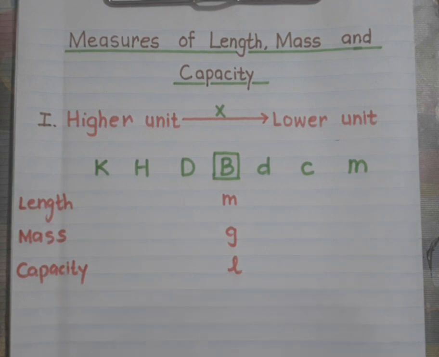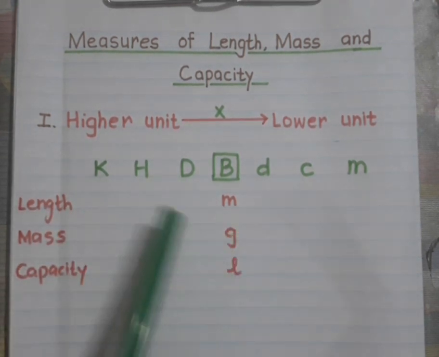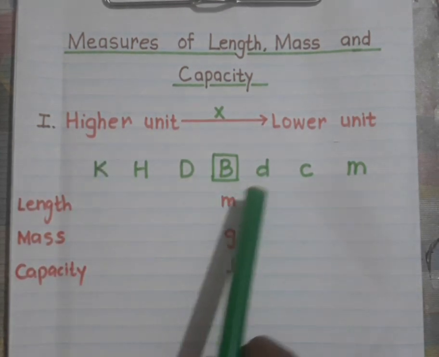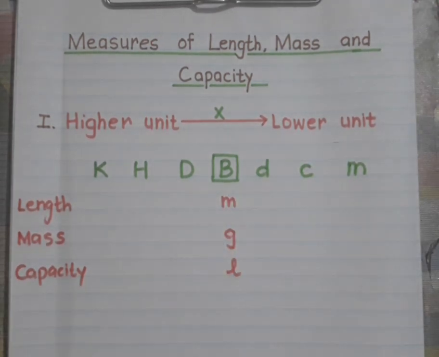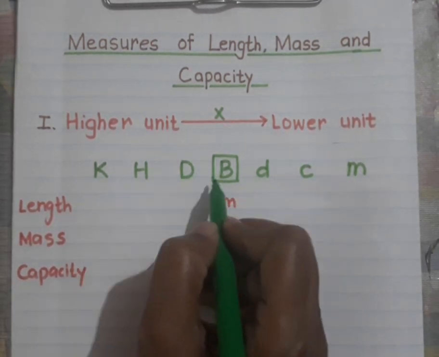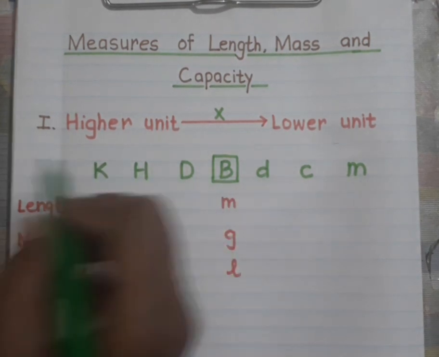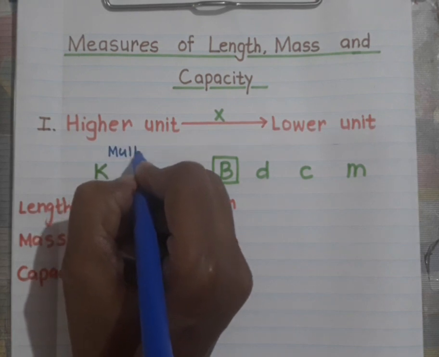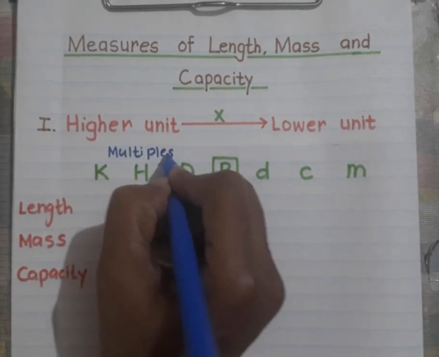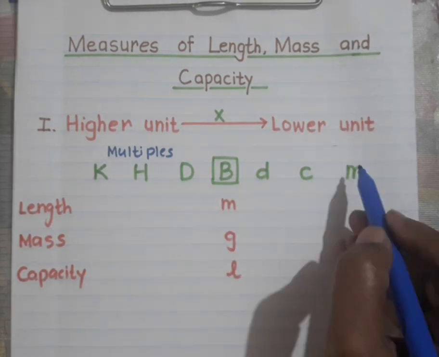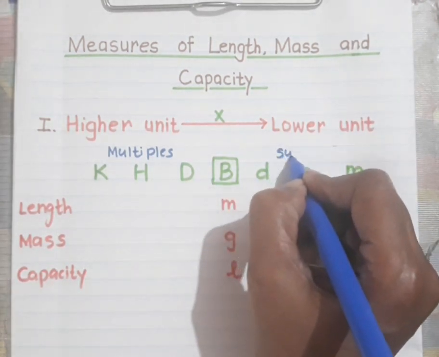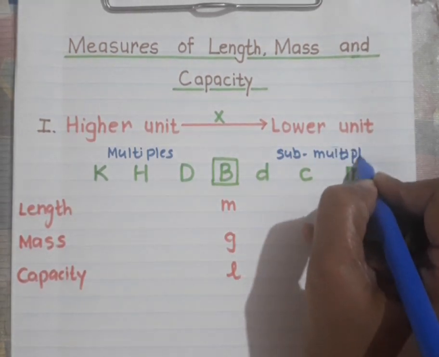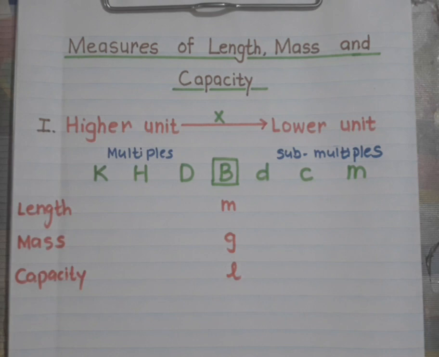Now, K, kilo. So, when you talk about meter, it is kilometer, hectometer, decameter, decimeter, centimeter and millimeter. The units that are bigger than the basic unit, they are called as multiples. This is what I had taught to you. But the units which are smaller than the basic unit, they are called as submultiples. This is just a quick revision, children.